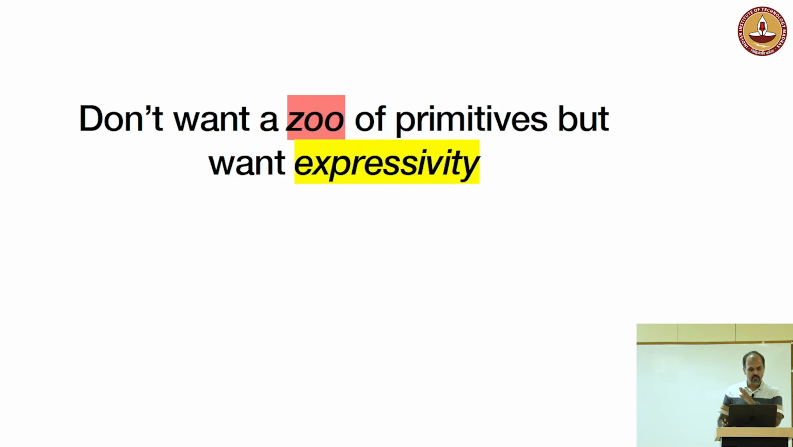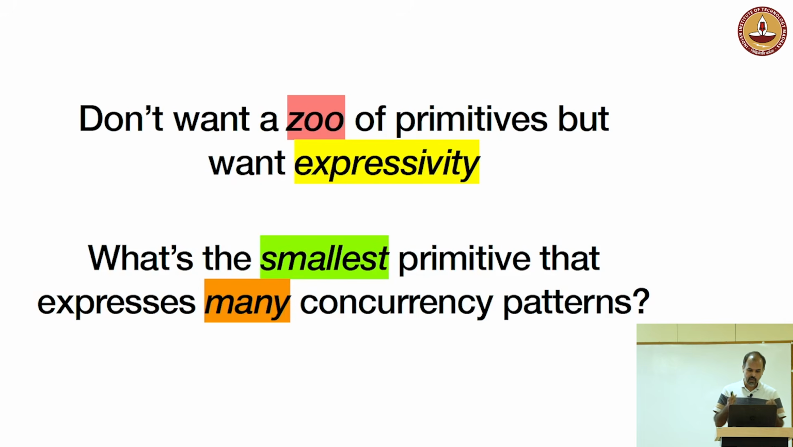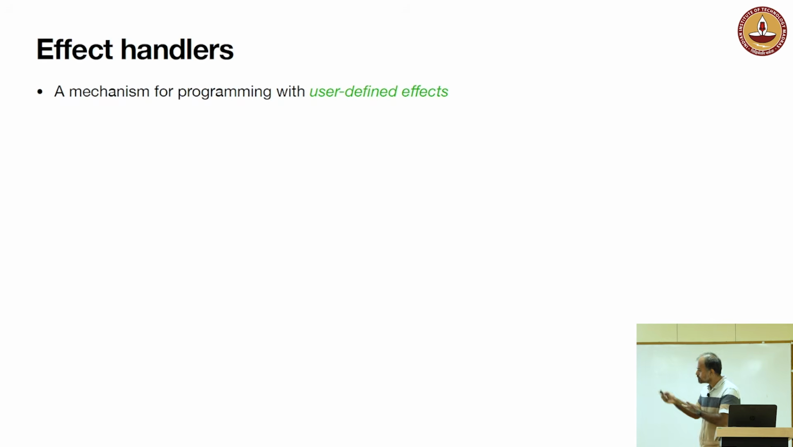That's the philosophy here. We did not want a zoo of primitives, like what JavaScript has. But we wanted the smallest primitive that captures many of the concurrency patterns. I say many here because we won't capture everything. Trying to do all of it is not the right approach, but we want to capture many of the useful patterns. And the pattern that we came up with is effect handlers.